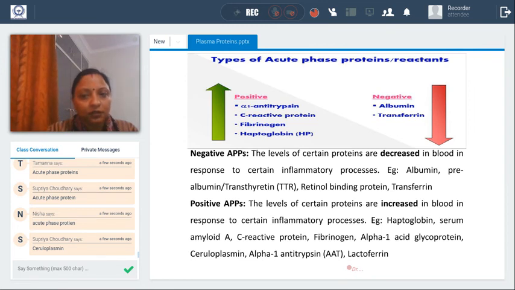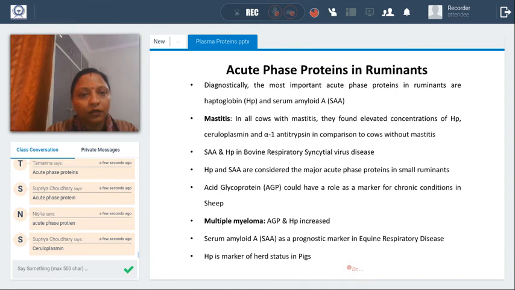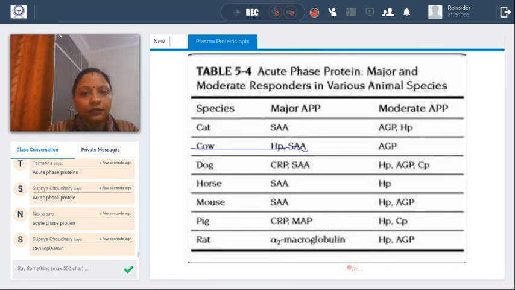Negative APPs show decreased concentration, and positive APPs show increased concentration in blood in response to various inflammatory conditions. Positive APPs are further divided into major, moderate, and minor. In mastitis, HP is important. SAA and HP are important in bovine respiratory diseases. In multiple myeloma, AGP and HP are increased. These are the major and moderate APPs in various species. You can see here in the cow, HP and SAA.